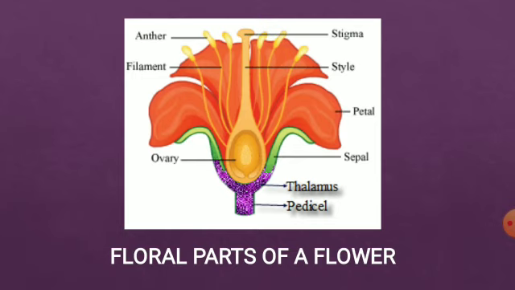One end of the pedicel is attached to the stem and the other end is slightly flattened, where it bears the flower. This flattened part, where the flower is based upon, is called thalamus. Look at the diagram, children. The purple part is thalamus and pedicel.